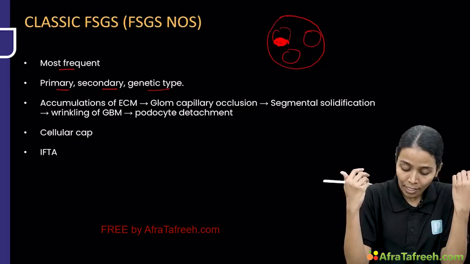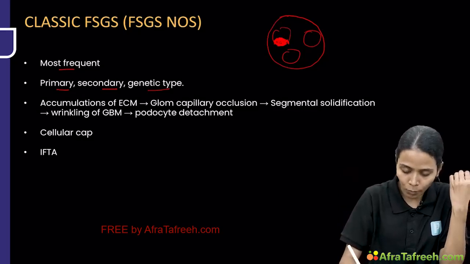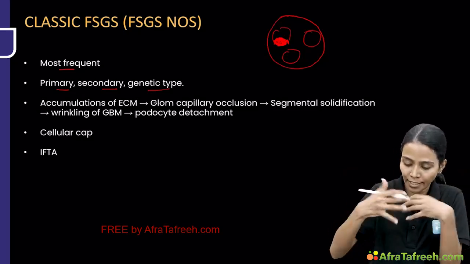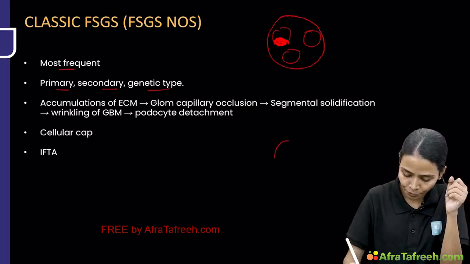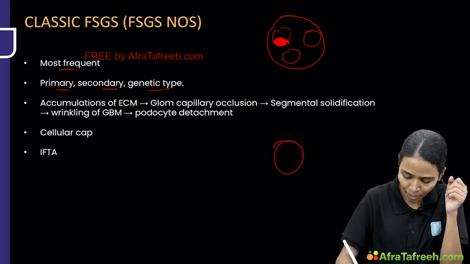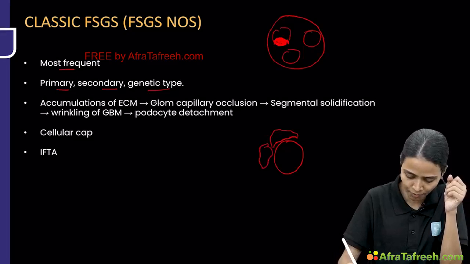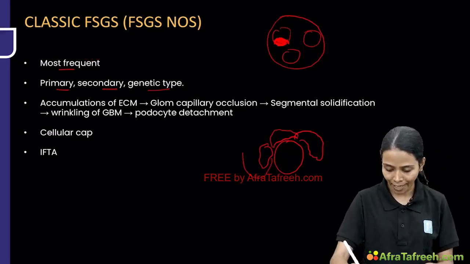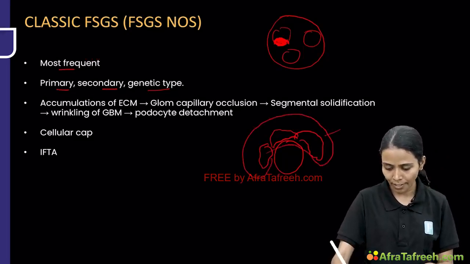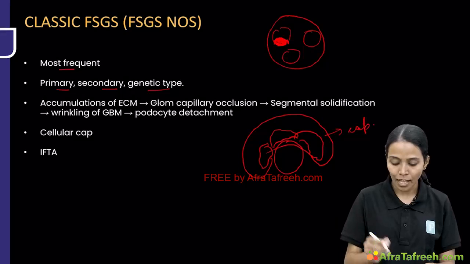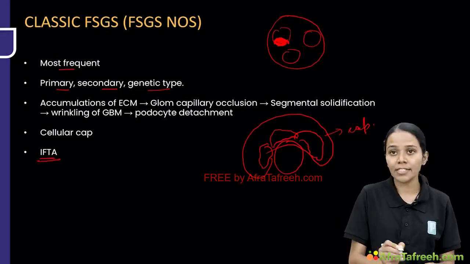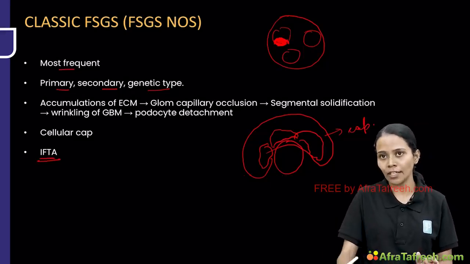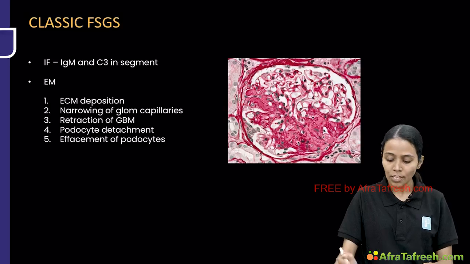Okay. Now, once that happens, whatever visceral podocytes are there undergo hypertrophy. So this is the GBM. Whatever visceral podocytes are there, they undergo hypertrophy and they form something called a cellular cap. Okay, so this is a cellular cap and there will be significant interstitial fibrosis and tubular atrophy. So this is the picture.